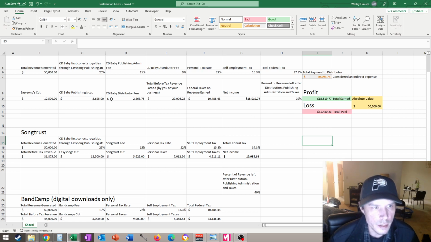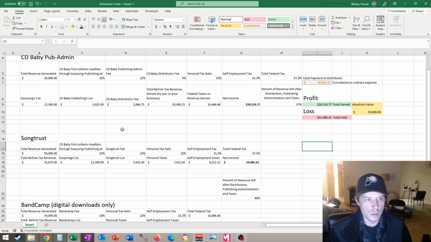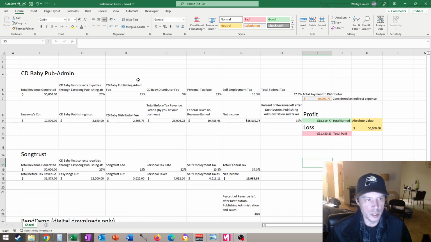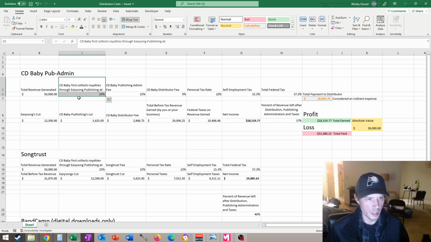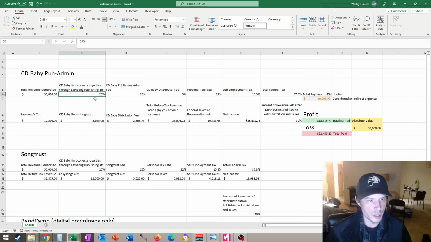So this is a spreadsheet I made, and mainly I wanted to see how much CDBaby publishing admin services cost. So I started to go through the percentages of everything. The biggest thing that a lot of people might not know is CDBaby collects, and I could be wrong about these numbers, but from what I've read on their website, this is the order that all of this goes in. At first, CDBaby collects royalties through Easy Song Publishing. If you look on their website, they take 25% right off the bat. So that right there is a quarter of the income.